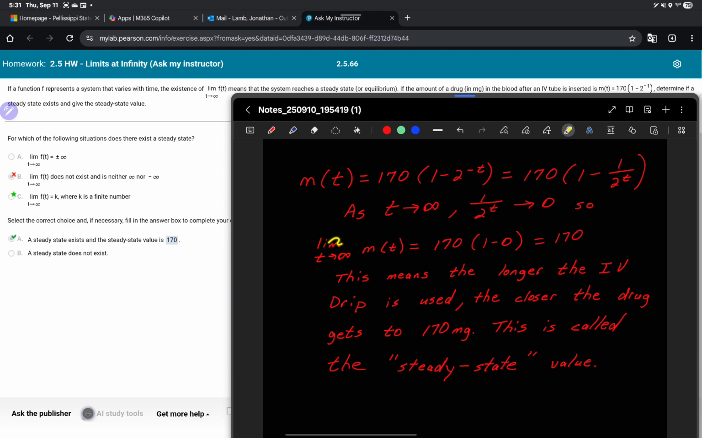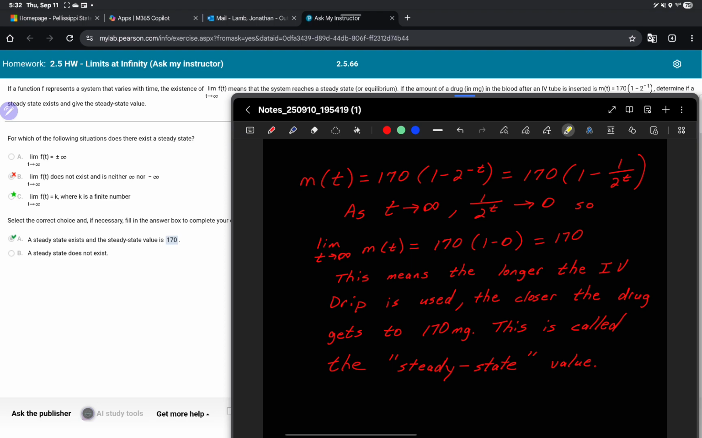So what that's telling me is that the limit as t approaches infinity of this amount is going to be 170 times the quantity 1 minus 0, because again, 1 divided by an increasingly large number goes off towards 0. Now that's just going to tell us that the limiting value of this is just 170 times 1, which is 170. Now, this means that the longer the IV drip is used, the closer the drug amount in the body gets to 170 milligrams. This is called the steady state value.